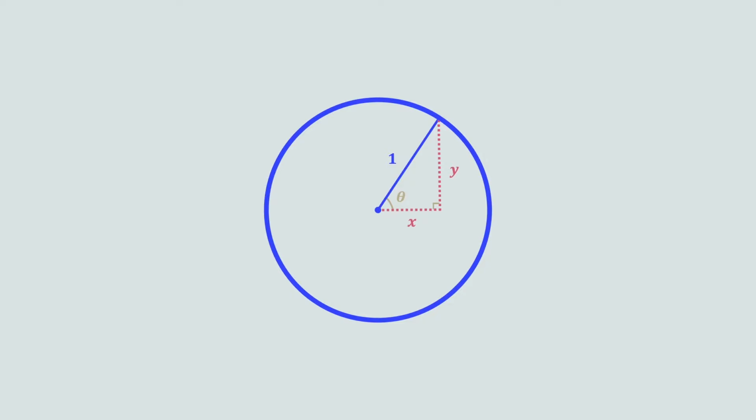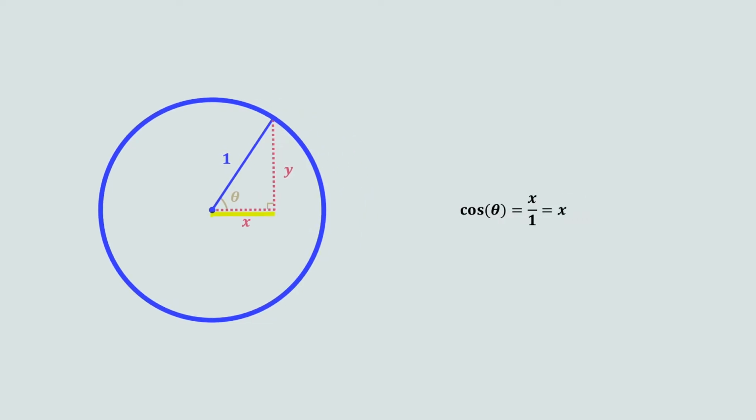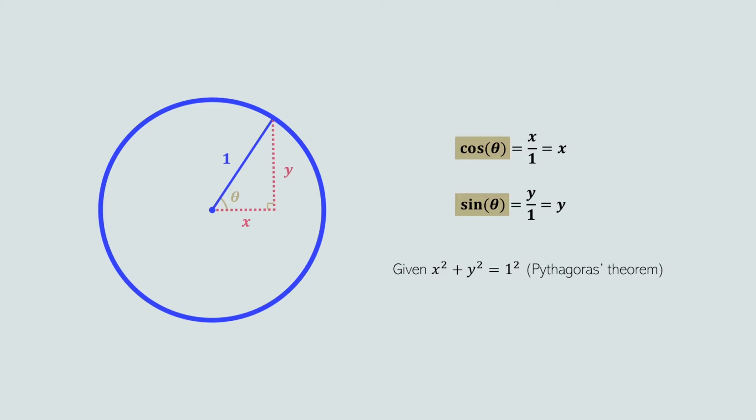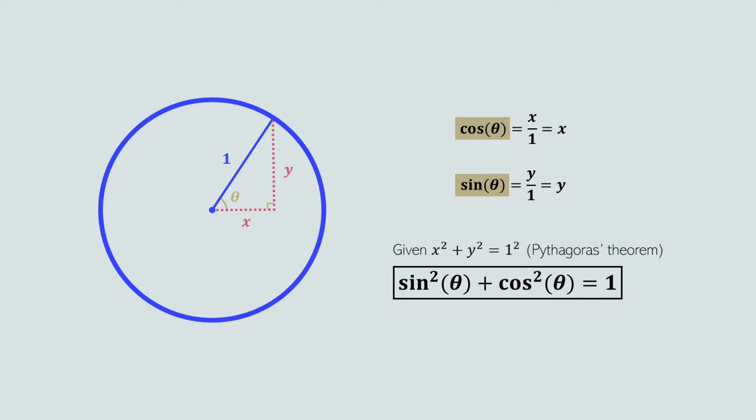side length x. Using trigonometric ratios, cosine theta is adjacent side over hypotenuse, so cosine theta equals x, and sine theta is opposite side over hypotenuse, so sine theta equals y. That means our side lengths are cosine theta and sine theta. By Pythagoras' theorem, x squared plus y squared equals 1 squared. This gives us sine theta squared plus cosine theta squared equals 1.